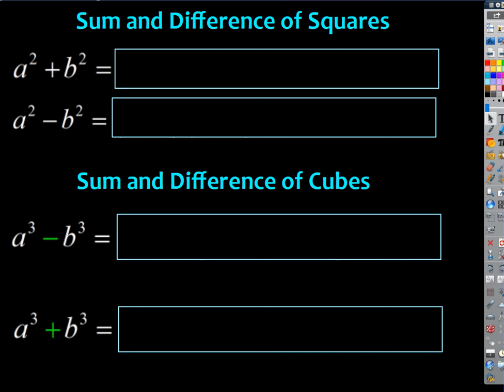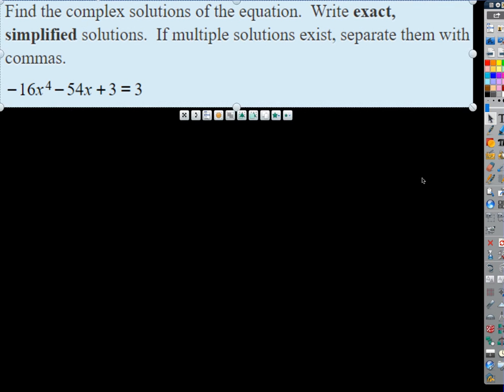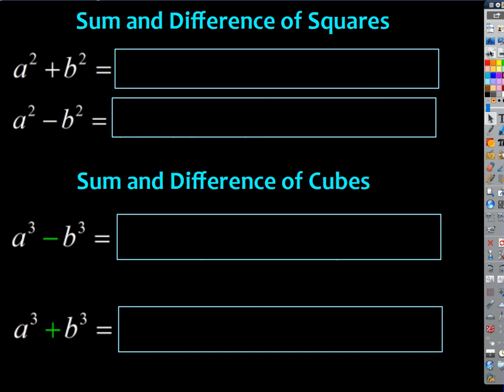To solve two-term polynomials, we're going to use, and that would be questions like that, or actually, hang on, like that one. It looks like three terms, but what's the first thing I would do in this problem for any equation? What do I want to do? Okay, I want to set it equal to 0. So I'd subtract 3 from both sides, and right away the 3s would cancel, and I'd end up with negative 16x to the 4th minus 54x equals 0. We've got two terms, right? So solving two-term polynomials boils down to using these four patterns.